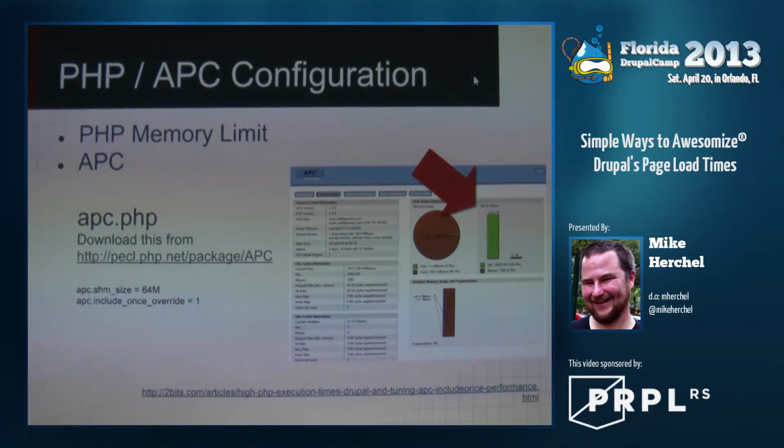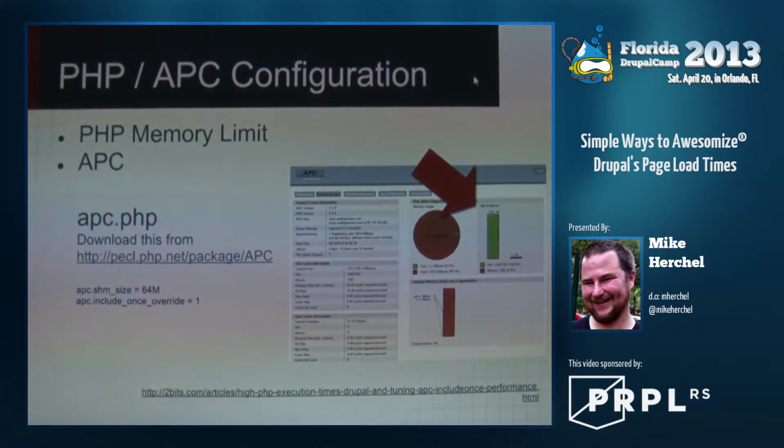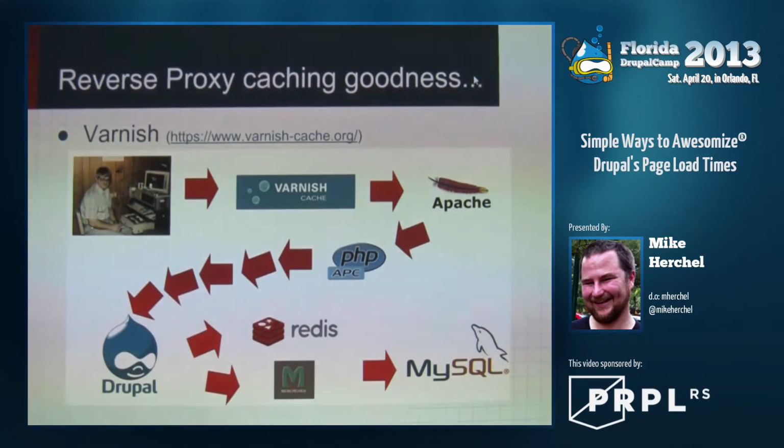APC, if used improperly, can actually slow you down. You have to edit your INI file, apc.ini, and make sure that your memory size, it's called shm size, I don't know why it's called that, is set to what you're actually using. And you want to make sure your hits are up around 100. If it's not that, you can increase it and continue playing around with that.